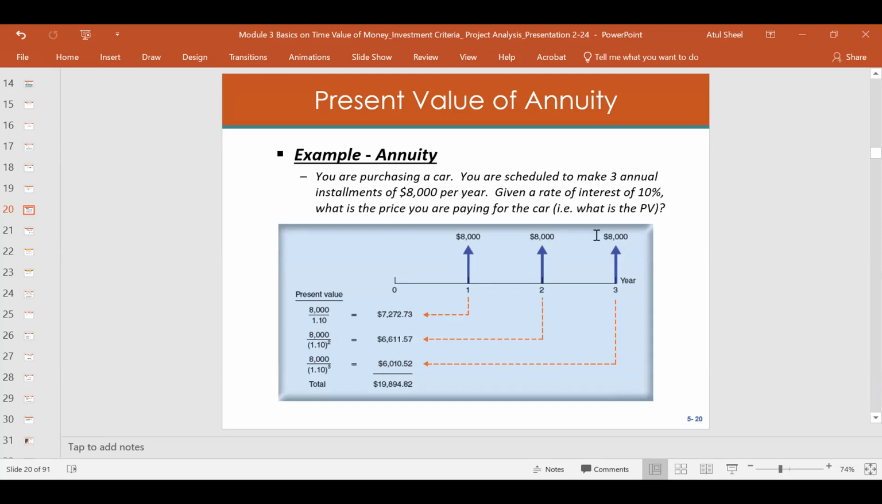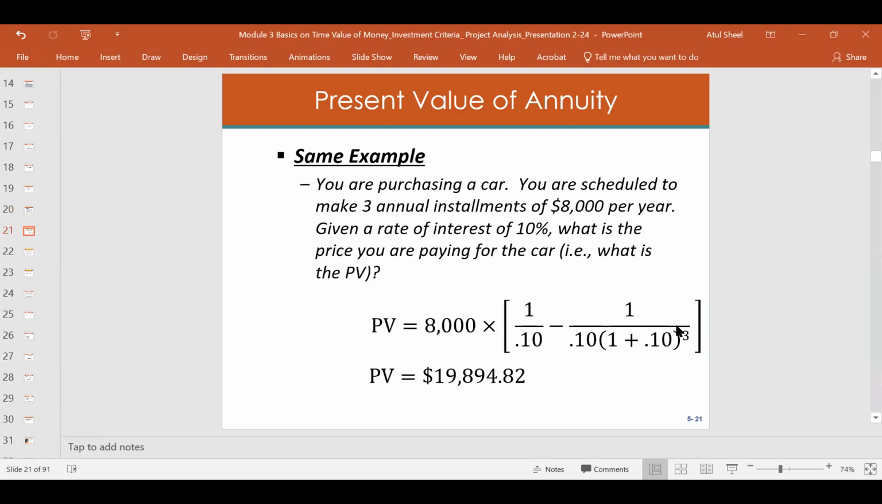So again, you take the $8,000, you discount it from year 2 and 3. So discount it to today's dollars, year 0. First year you discount by 1.1, second year discount by 1.1 power 2, third year discount like this, and then you add them all up. So today, in today's dollars, you are paying not $24,000, but $19,894.82. A nice thing. So it helps you make realistic choices, make realistic decisions.